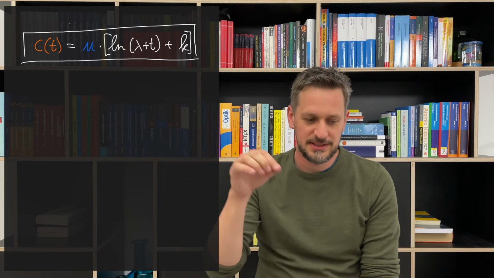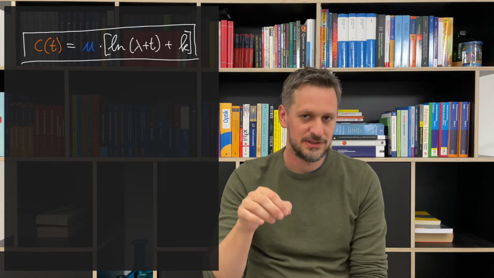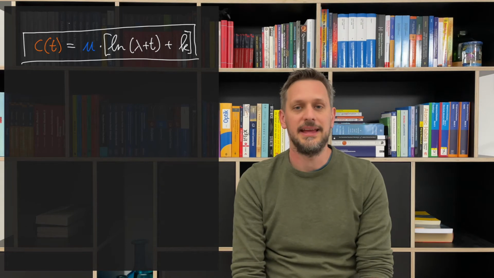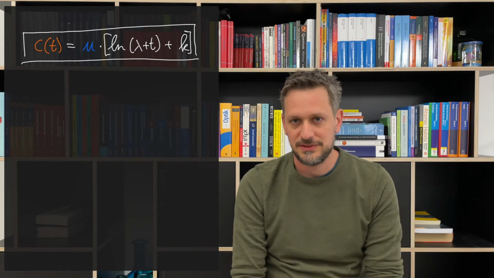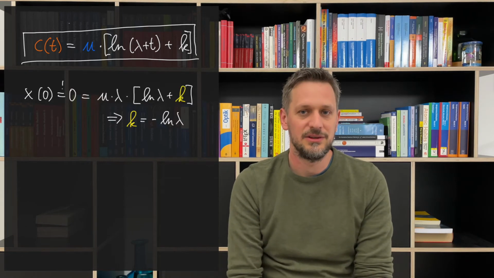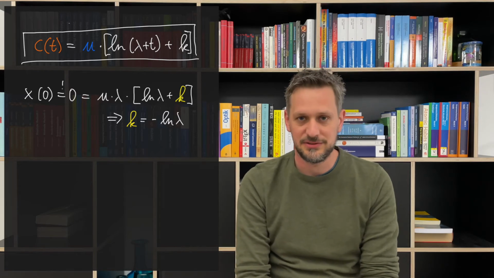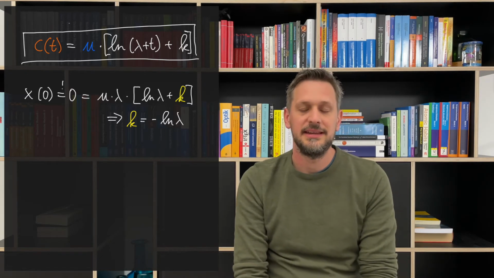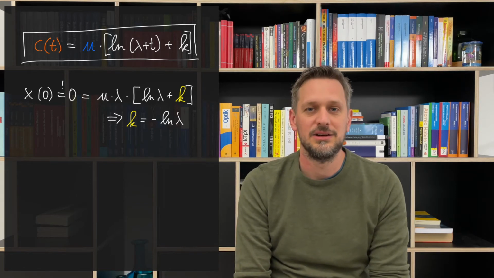And to fix this, we're using the information we have about the movement of our hero, meaning his position at the beginning of the motion is at point 0. He's starting at the fixed point A. In terms of this formula, it means that x at time 0, so x of 0, is equal to 0. This quickly gives k is equal to minus ln of lambda.